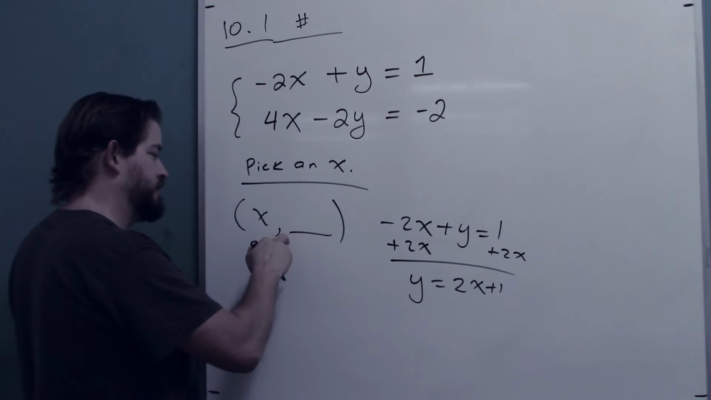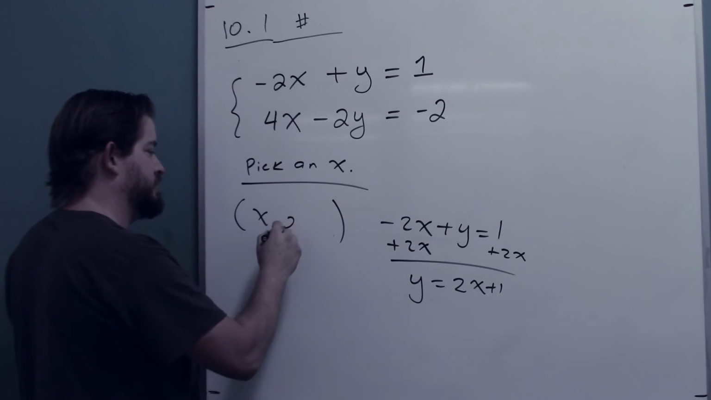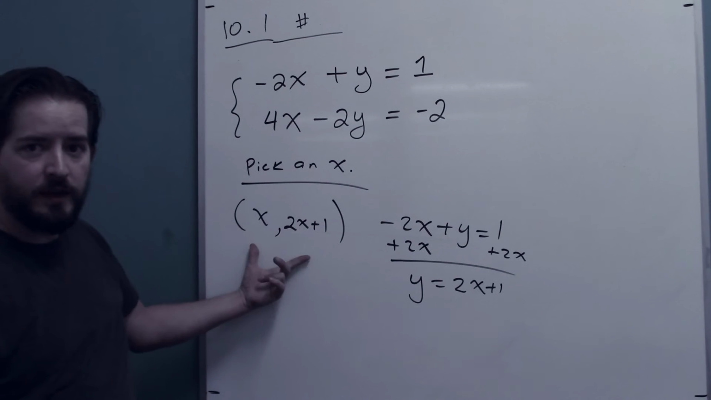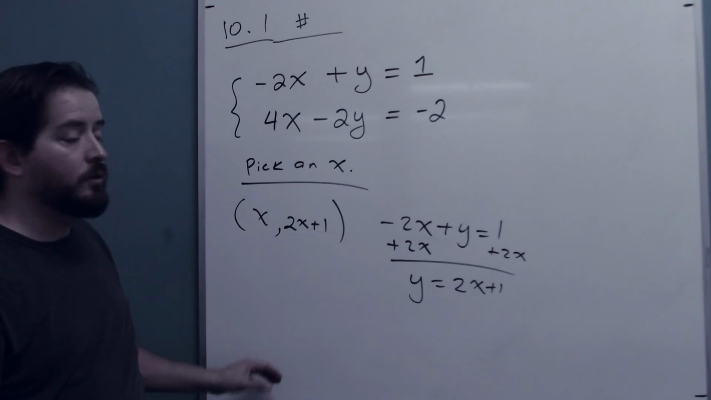So that would be the function here, is whatever x is, you just take 2x plus 1, and that's the y value that couples up with it. This is a perfectly valid answer. Okay? It's not the only answer.